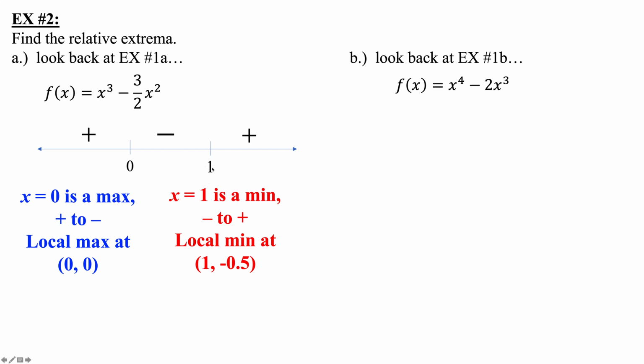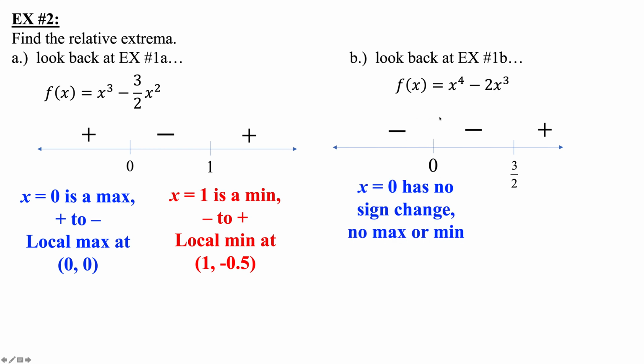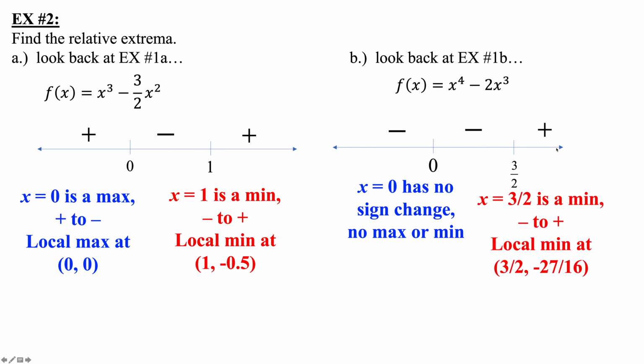At x equals 1, put the 1 up in here for x. 1 minus 3 halves, negative 0.5. All right, remember B, that had the two negatives on both sides of 0 and the 3 halves of the positive here. There's no sign change here on either side of 0, so there's no max or min there. Negative to positive, just like we had here with a 1. That's going to be a min.